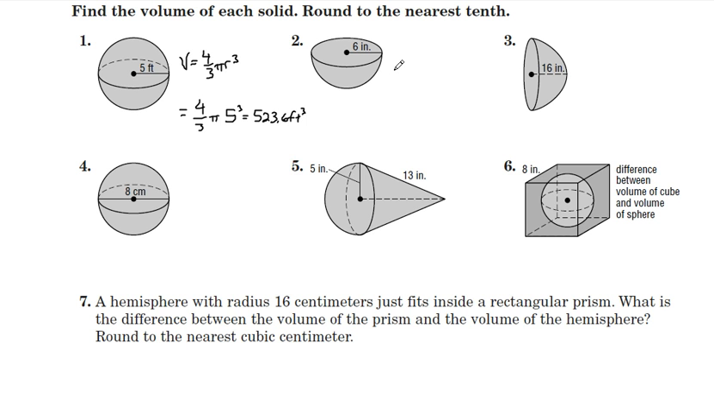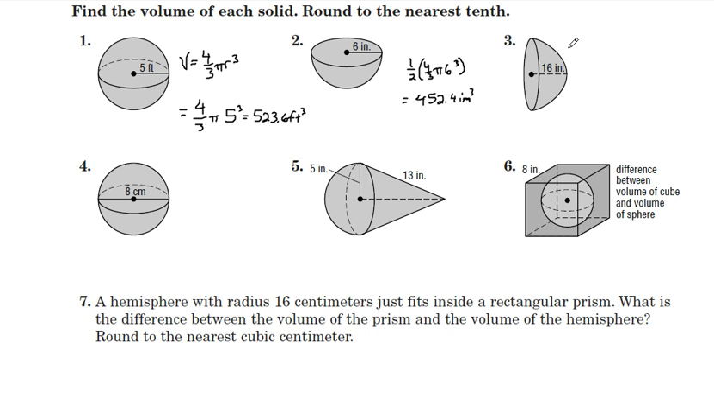For number 2, it's a hemisphere. So we can take half of the formula, 4/3 pi r cubed. The r is 6. We'll raise it to the third. And the calculator yields 452.4 cubic inches.